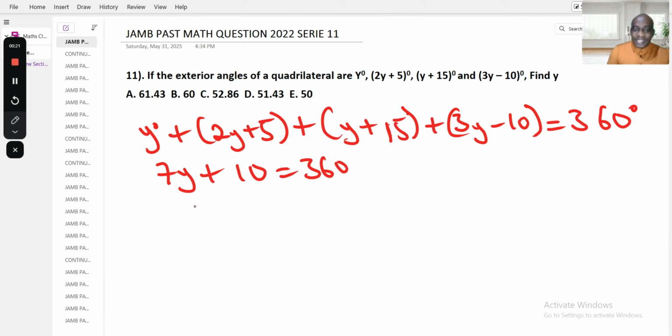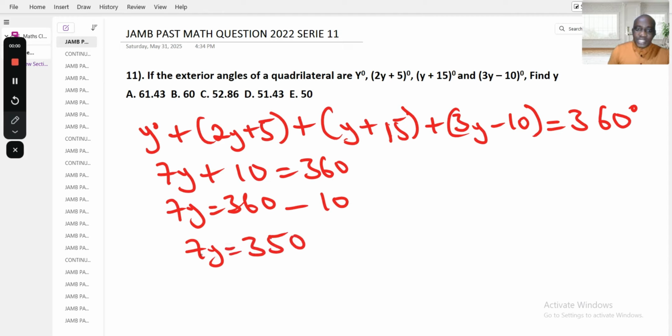Now let's collect like terms. The 10 jumps over to meet the 360 on the other side. By the time this 10 jumps over, it changes its plus sign to minus. 7y equals 350. Now let's divide both sides by 7, the coefficient of y.